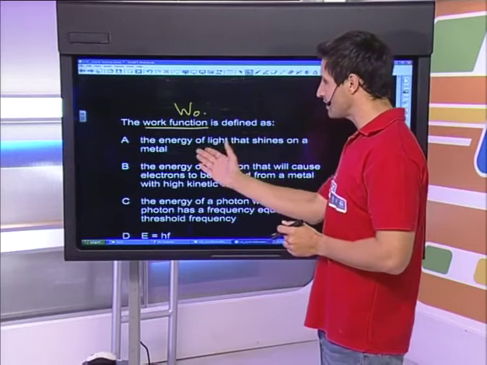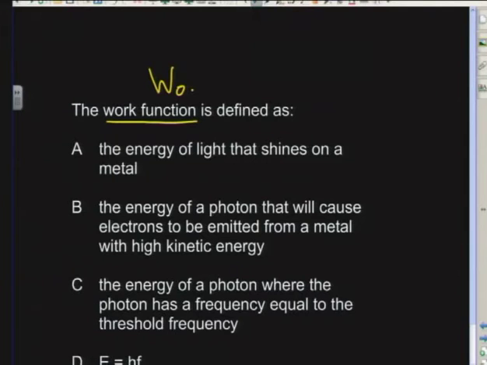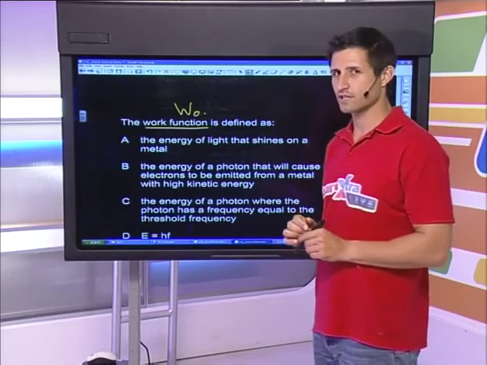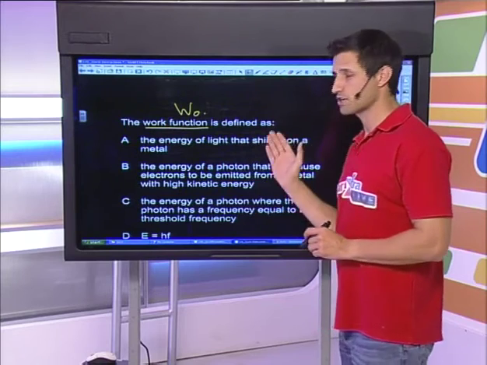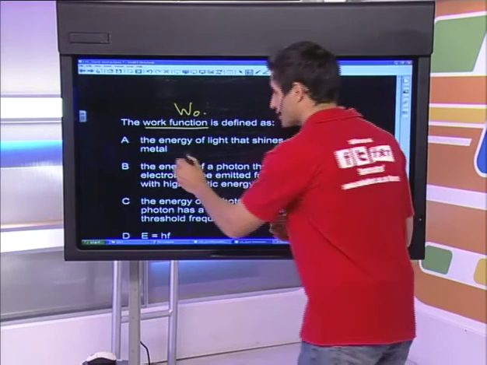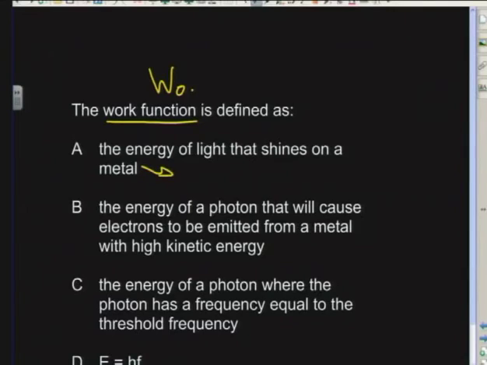It says the energy of light, and that's a good start, that shines on a metal. Is that absolutely right? No, it's not actually. Because the energy of light that shines on a metal is the energy of the photon. Now that's either hf or hc over lambda. We calculated that earlier, that's the energy of the photon. Some of you chose this option.